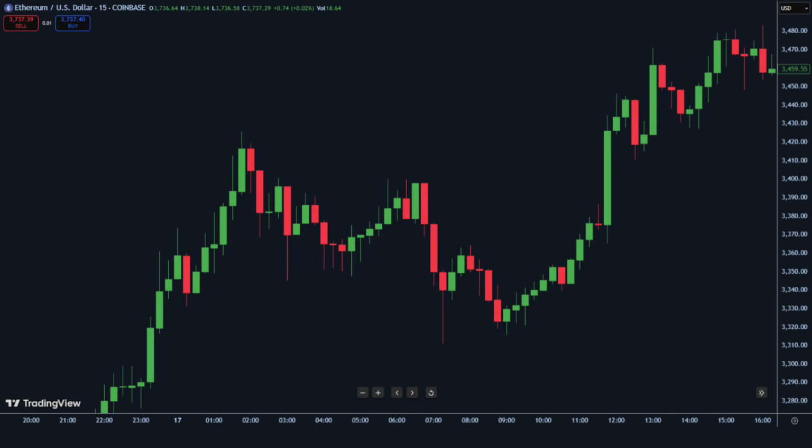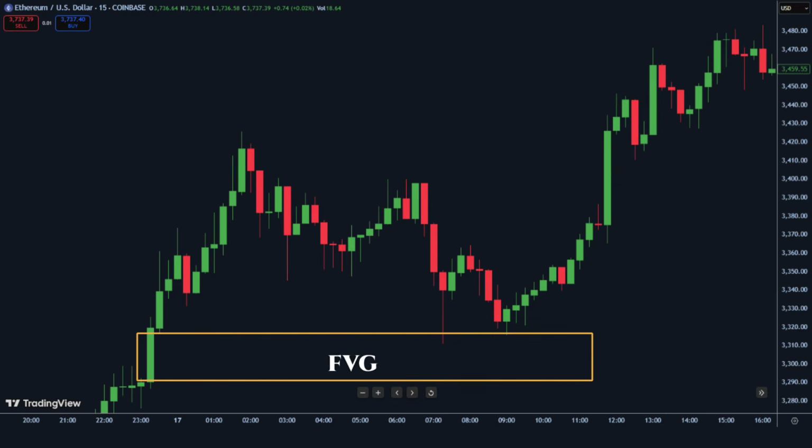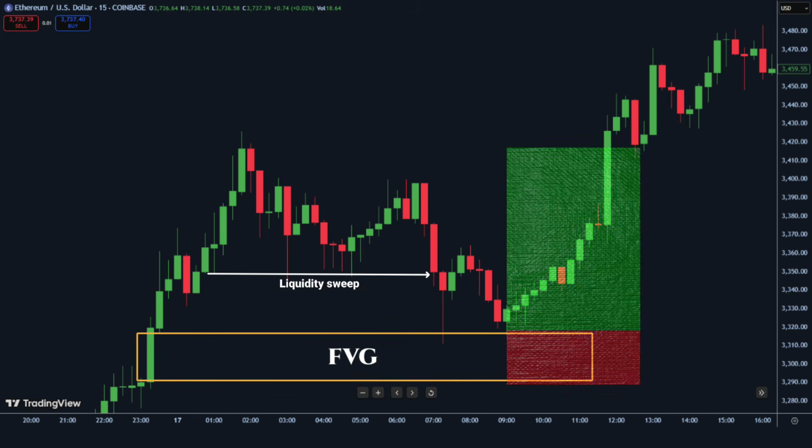Final thoughts: fair value gaps are not just another smart money concept, they're a window into how the market really works. They show urgency, imbalance, and institutional footprints. If you master how to use them properly, they can give you sniper-level entries with low risk and high reward.